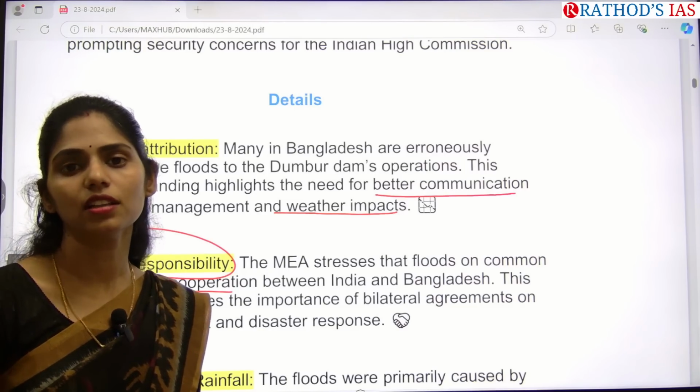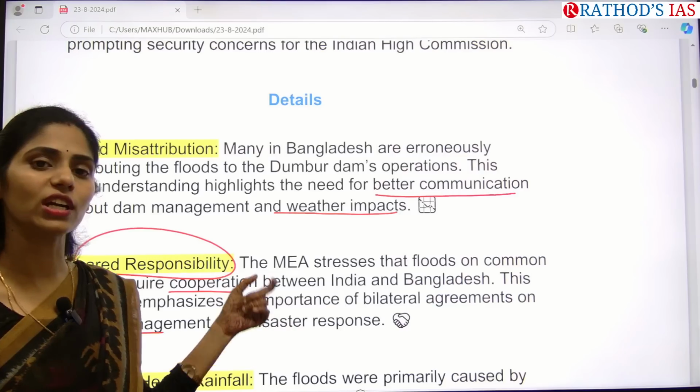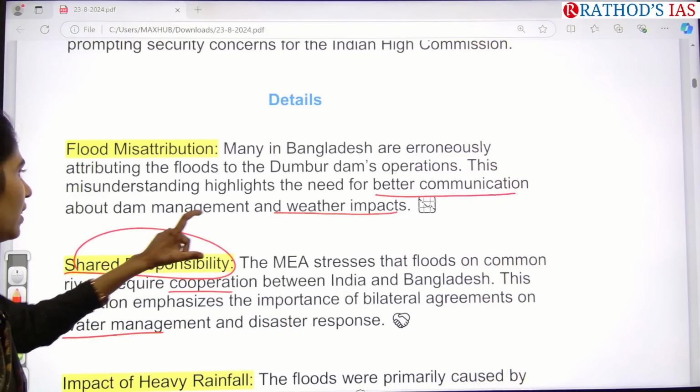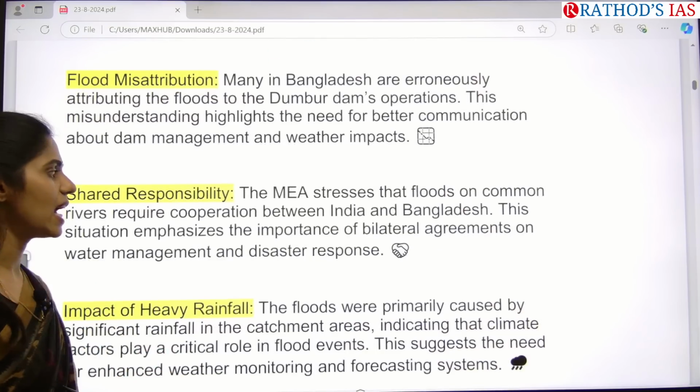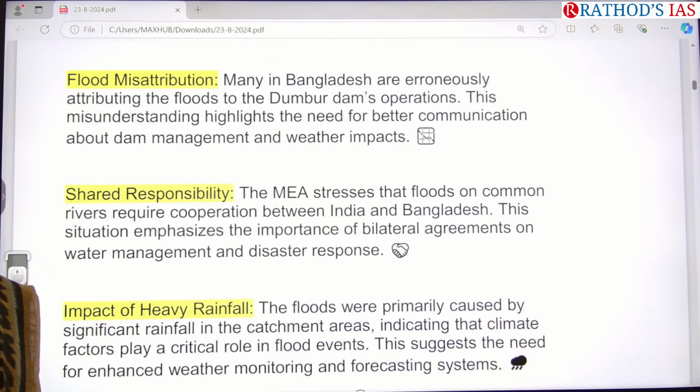So this is the second and third point you have to focus on, and these are the words that you have to catch: better communication, weather impacts, dam management, water management, disaster response, bilateral agreement. So these are the keywords that you need to write in your answer.